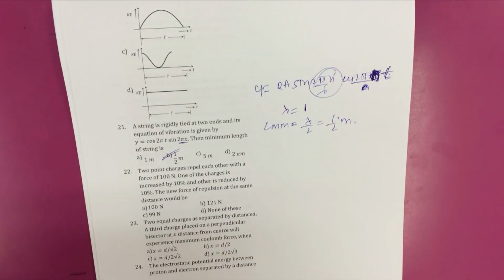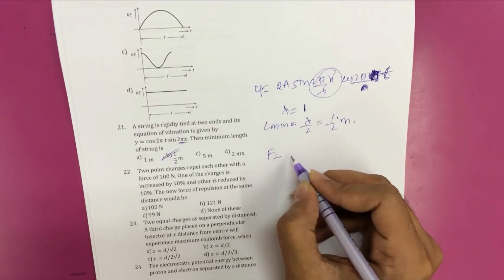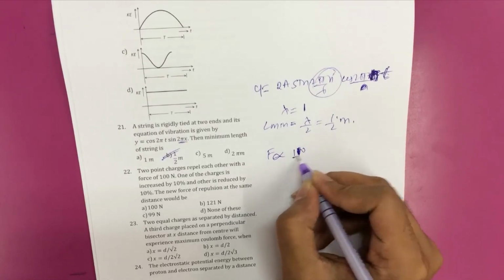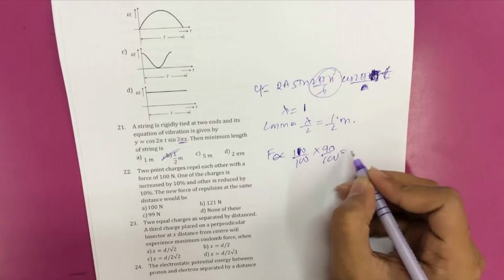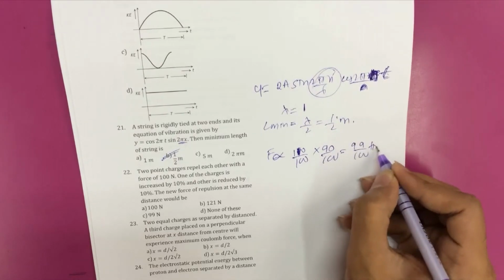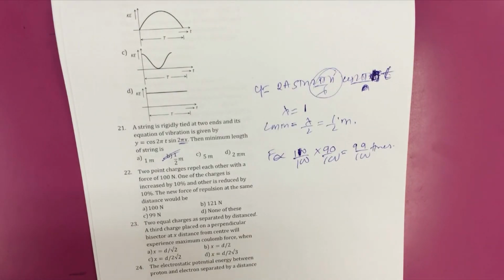Question 22. 2 point charges repel each other with a force of 100 Newton. One charge is increased by 10%, the other is reduced by 10%. The new force of repulsion at the same distance would be. Force is proportional to q1 q2. So initial charges were 100, both. One is increased by 10%, so one will become 110. The other is decreased by 10%, so the other will become 90. So your new force will be 110 divided by 100 multiplied by 90 divided by 100, which will basically give you 99 by 100 times. So the new force will basically be 99 newtons. That is option C.